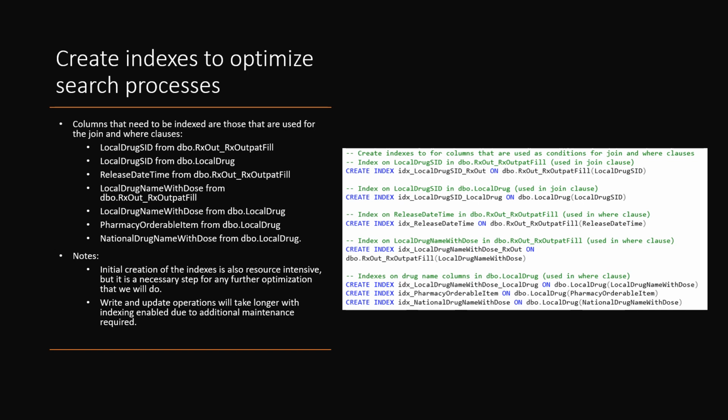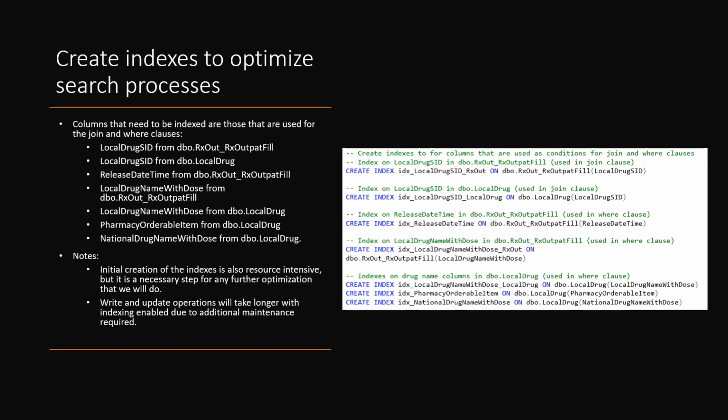From the SQL query provided with the assignment, we can assume that indexing was not enabled. By enabling indexes of key columns, we can optimize the search process. The columns that we should create indexes for are those that were used in join and where clauses. By doing this, these indexes will make the execution of these clauses more efficient.